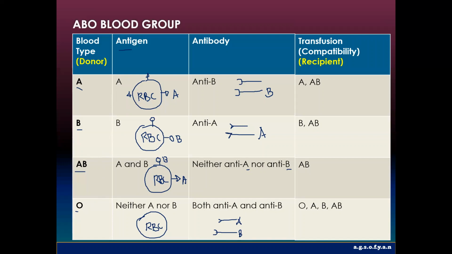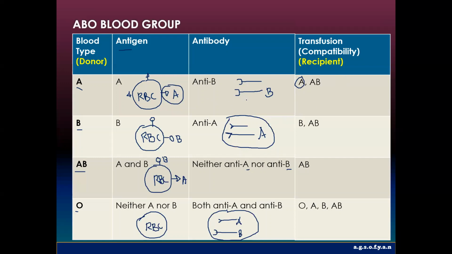Okay, now how about transfusion? Which one will be compatible? So if the donor is A, it means that he gives this, right? The red blood cell carries the antigen. So the antigen A will be present in the blood that is given to the recipient. So the recipient should be the one that does not produce antibody A. This person and this person, right? So the best recipient will be the same blood type, which is A.